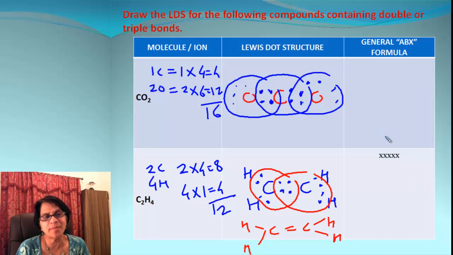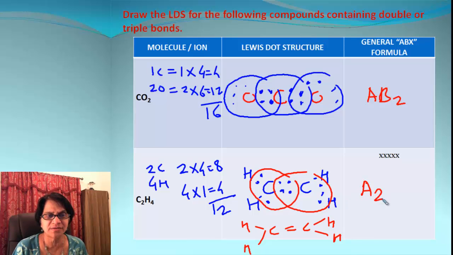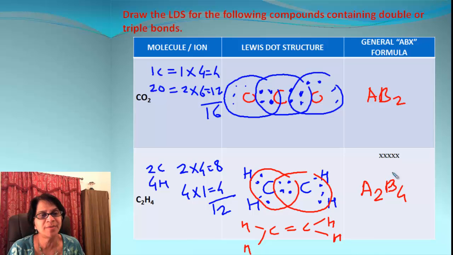What about the ABX formula for both of those? A is the atoms in the middle. We only have 1 carbon, so let's put A. B is the atoms surrounding, and we have 2, so we put AB2. And there are no spare electrons, so there is no X. How about the last one? Over here, we have 2 carbon atoms at the center, so let's put that 2. How many atoms are surrounding that? We got 4, so it's A2B4. How about electron pairs which are loose, unshared? We don't have any, so that's it.